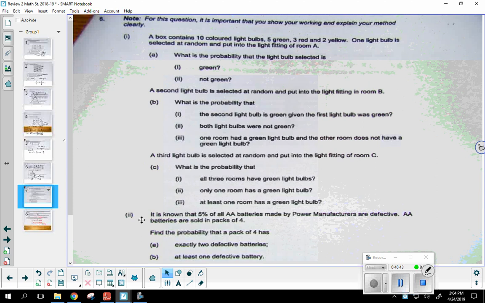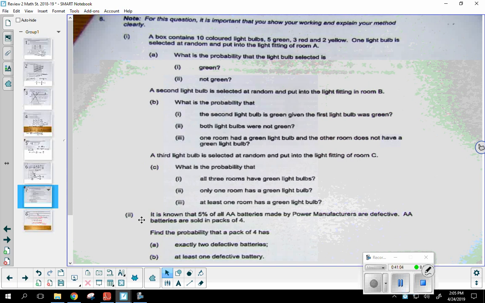Are the green, red, yellow included in the colored light bulbs, or are colored light bulbs separate from those? Imagine you've got a tub with this number of colored light bulbs, and you're just reaching in and pulling them out. So there's still 10 total. Yes, okay.